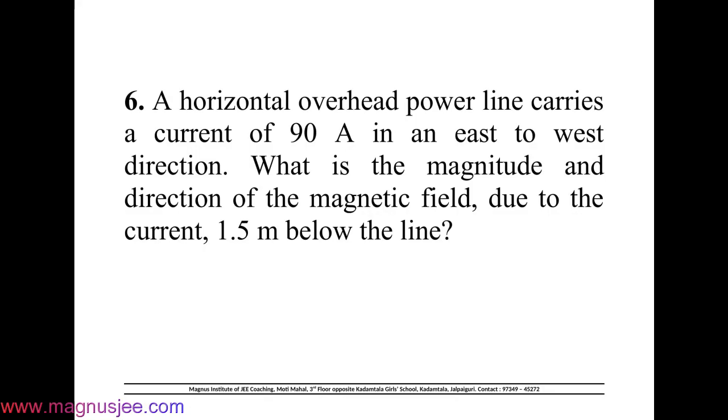Numerical number 6. A horizontal overhead power line carries a current of 90 ampere in an east to west direction. What is the magnitude and direction of the magnetic field due to the current 1.5 meter below the line?